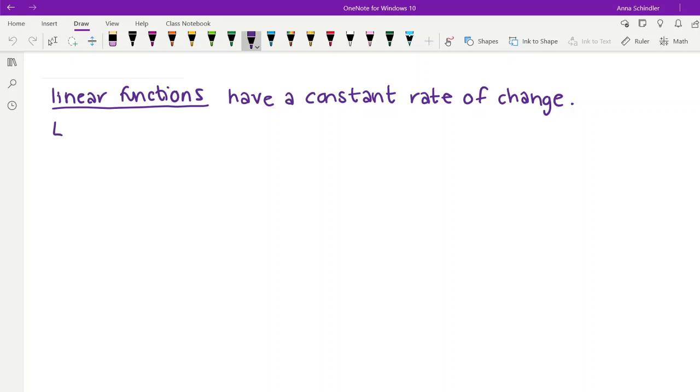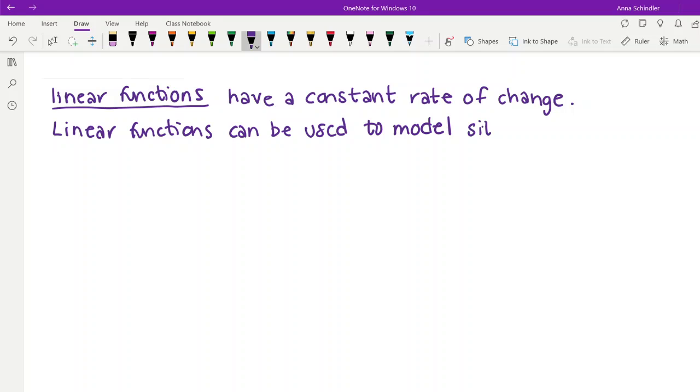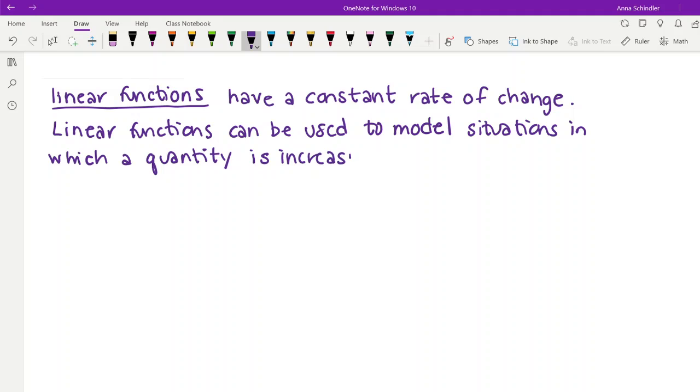Anyway, so linear functions have a constant rate of change. And so what that means is that linear functions can be used to model situations in which a quantity is always increasing at the same rate or decreasing at the same rate. So, in which a quantity is increasing or decreasing at a constant rate.